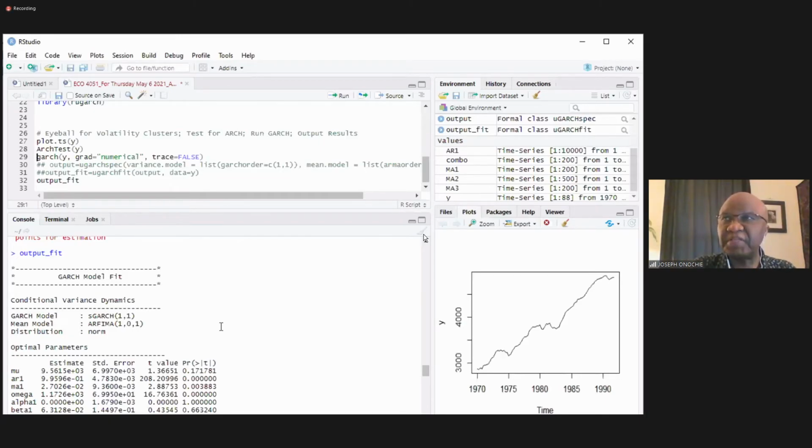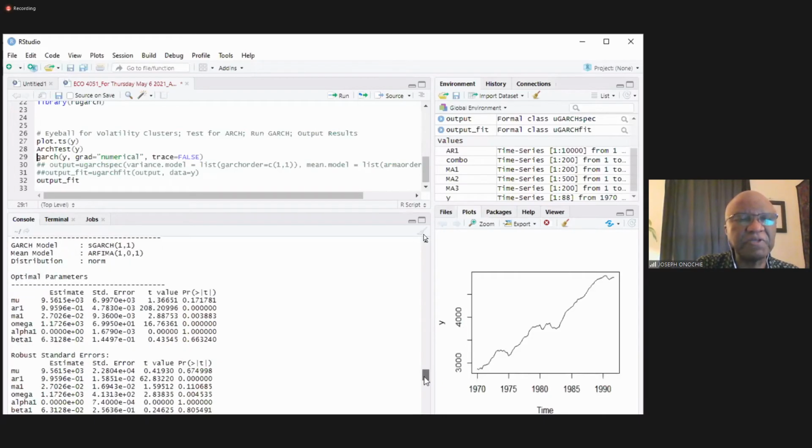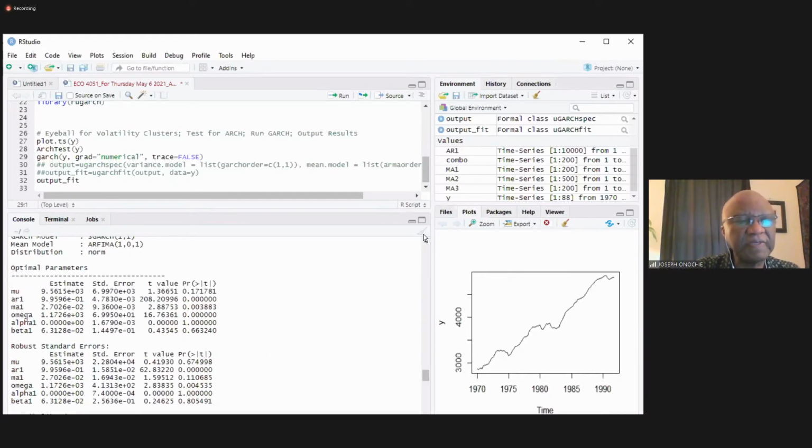We reject the null, meaning there is an ARCH effect. But I'm telling it to run the GARCH model, and let me see how good the GARCH model is. Okay, so the GARCH model says here, these are the parameters. Mu is a constant in the mean equation, in the ARMA equation. This is the AR1 coefficient, that's the phi. This is the theta, the moving average coefficient. Those are the coefficients, okay? And these are their p-values.